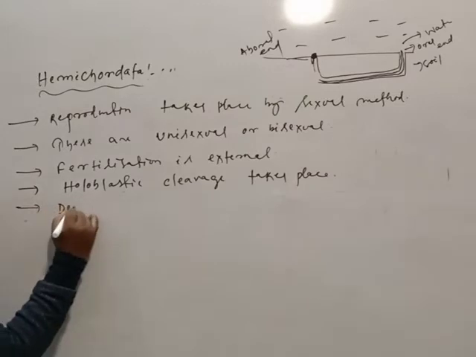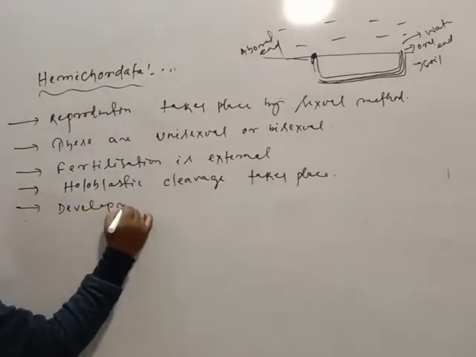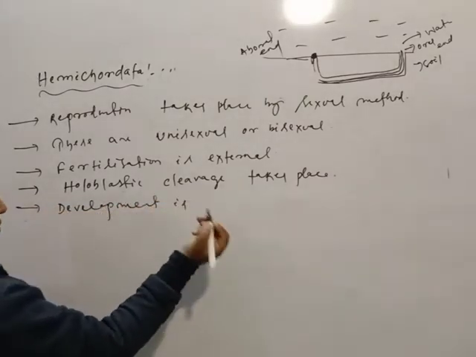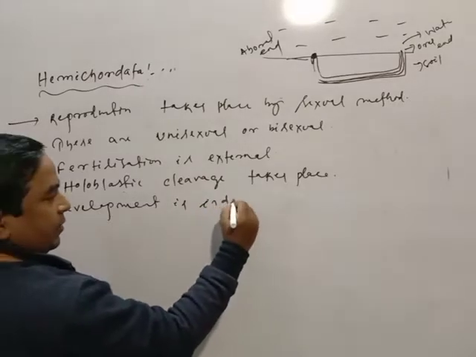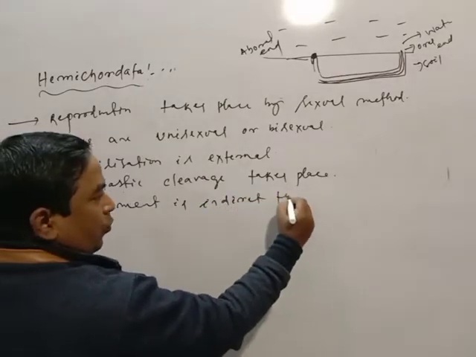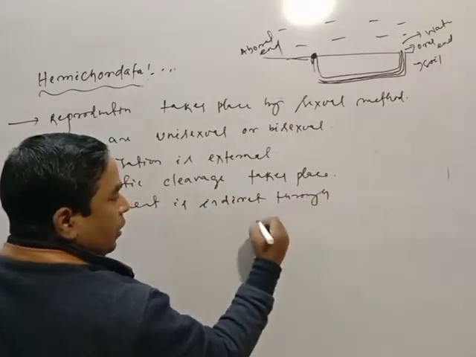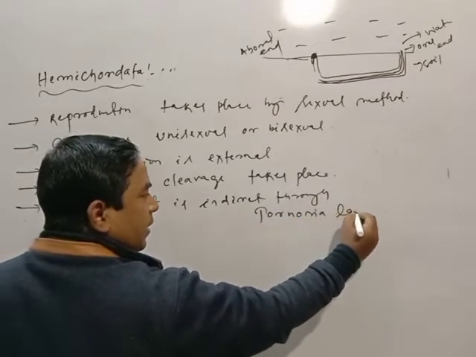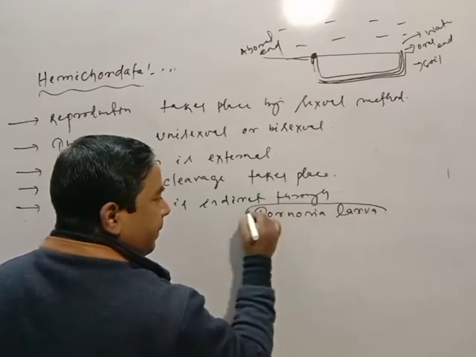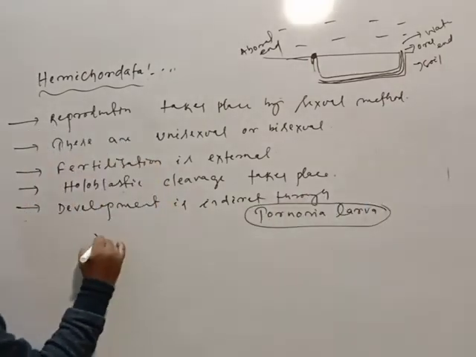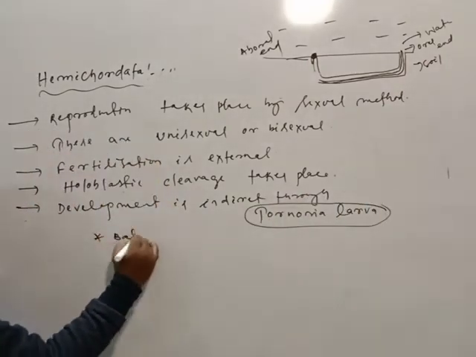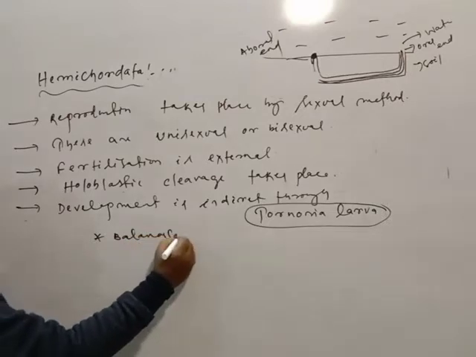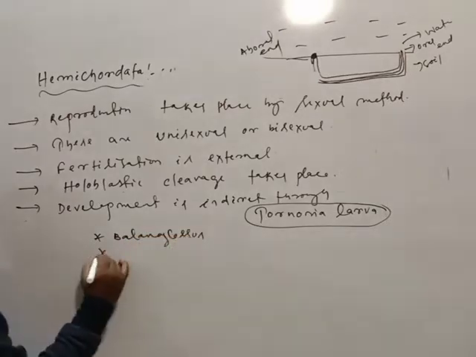Next, development is indirect through the tornaria larva, and its common members include balanoglossus and saccoglossus.